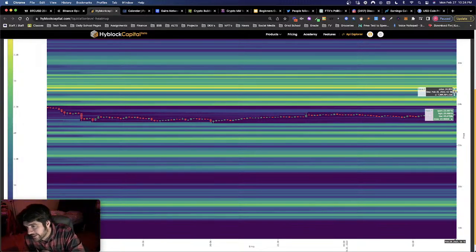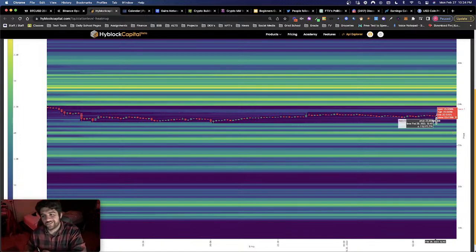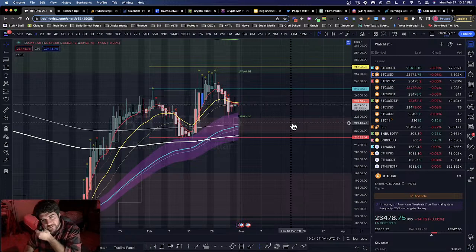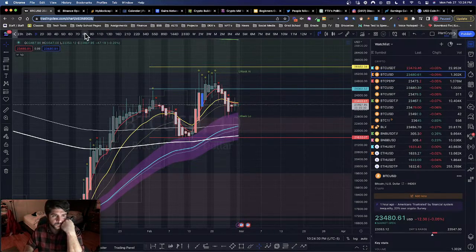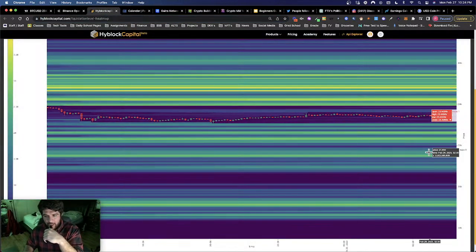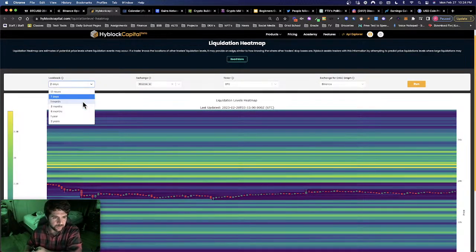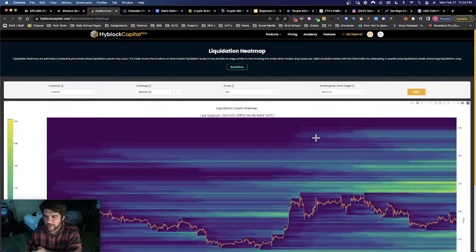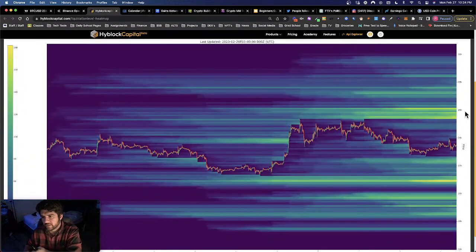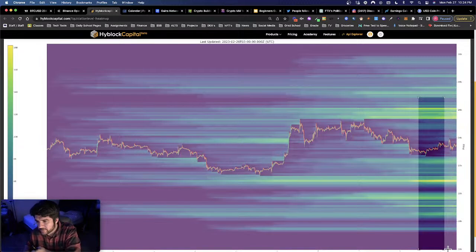I think, actually, looking at this, it looks like you're going to get a hell of a short squeeze, man. So, we'll see what happens in Asia. There's a lot of liquidity up there. Let's go to the monthly, see what's going on in the monthly. Because even though there's all that, oh, see? There is a ton up here now. This is a ton of liquidity.